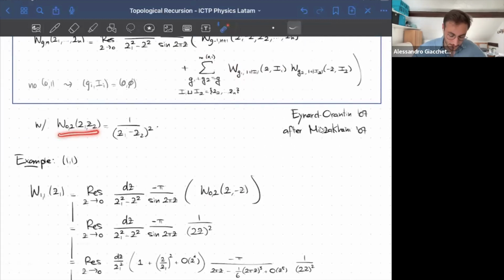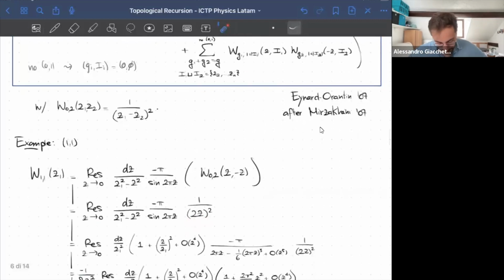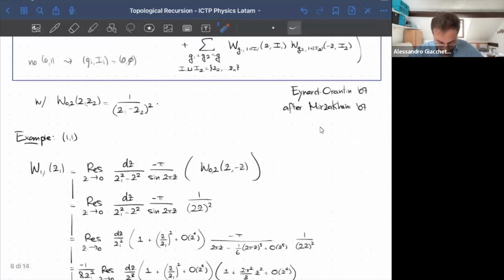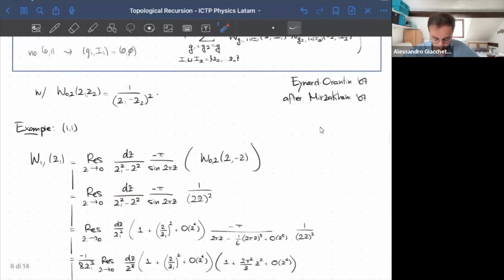So in this (1,1) case, you will only have this term here, and W_{0,2} is given by this formula. When you set z equal to minus z, this will just be 2z, right? So you only have to compute this residue, and I'm sure that now you would be able to go on by yourself, but let's see together what we can do. First of all, you can expand in z this term here, and you can also expand the sine, so you get 2πz minus 1/6 (2πz)^3, and so on.